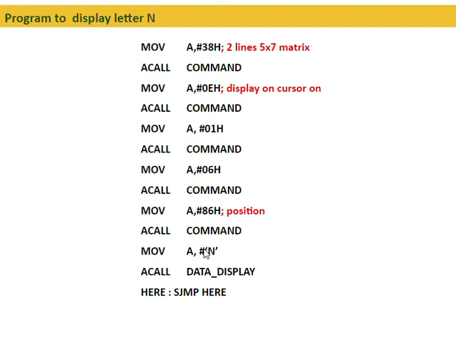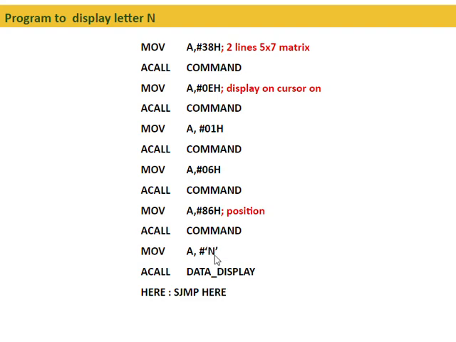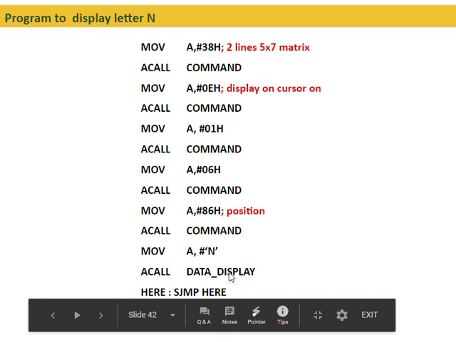So we have to call the data display subroutine, which will cause this value, that is the ASCII code of capital N, to be stored into the data register of the LCD display, and the LCD display will show it on the display. So once you have sent the character, you can end your program in a never-ending loop, in a continuous loop. Here, SJMP here.